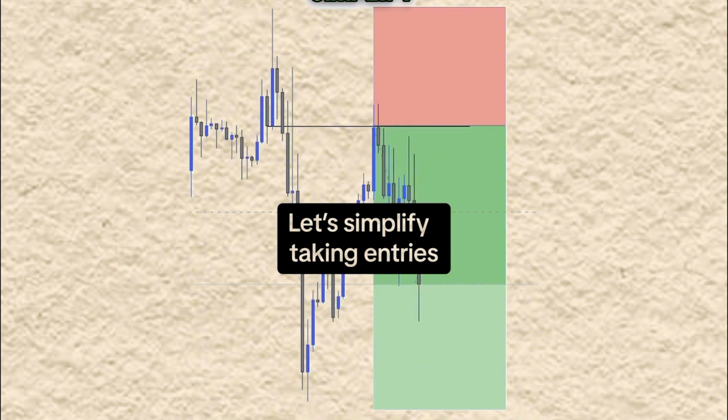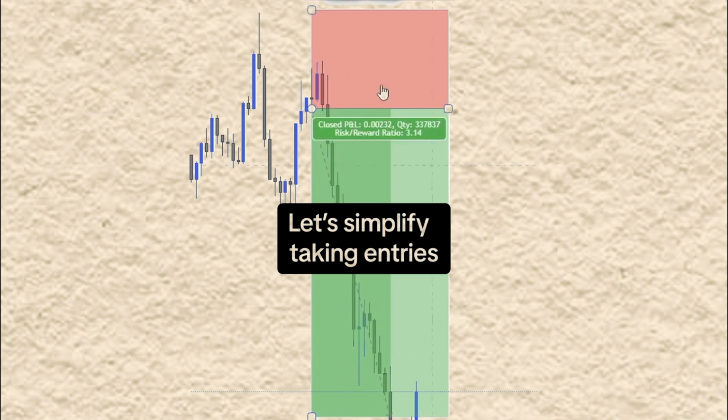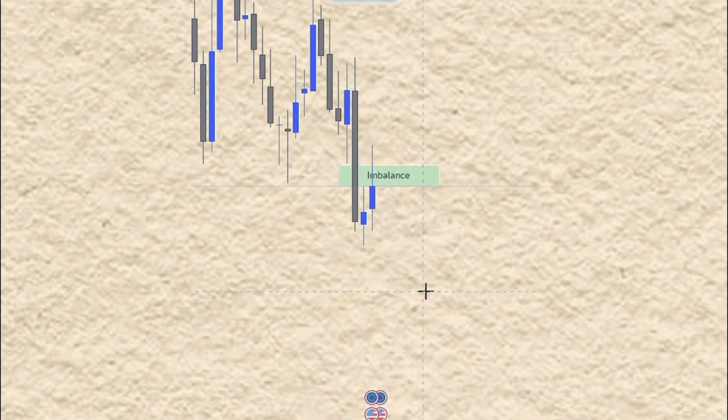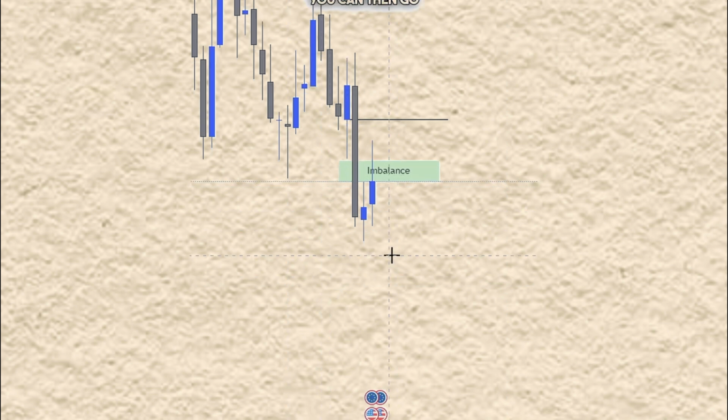Let me simplify how you can consistently find entries like this and entries like this. Go to a higher time frame and identify key areas such as areas of imbalance and order blocks. Once you have those areas and you have a bias, which in our case here is bearish because we're reacting from this imbalance as we speak, you can then go and hunt setups on a smaller time frame.